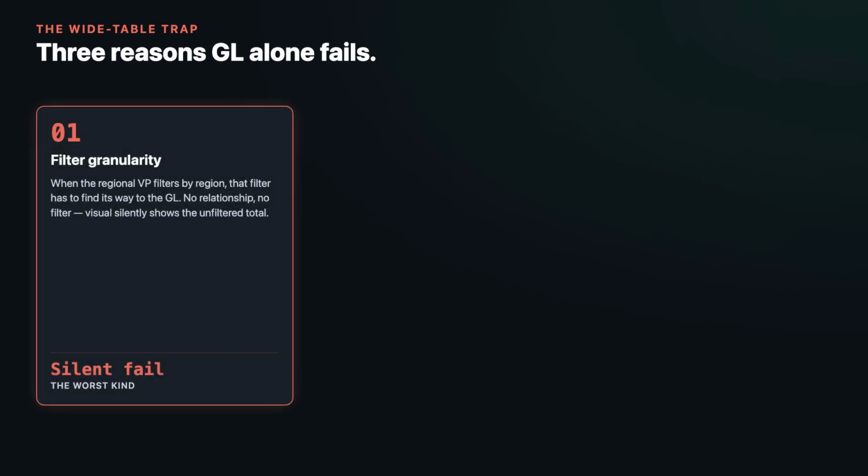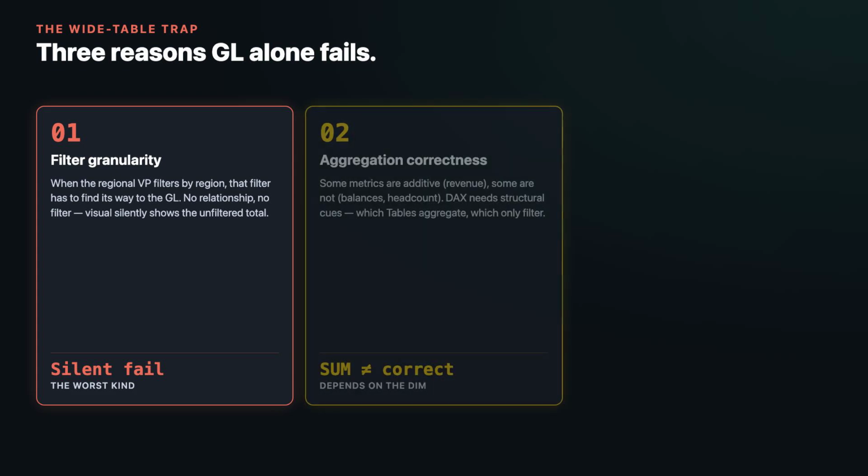There are 3 reasons the general ledger extract alone isn't enough to measure off. First, filter granularity. When the regional vice president filters a visual by region, that filter has to find its way to the general ledger rows. If region lives only on the customer master and the journal only carries customer ID, Power BI needs a relationship to propagate the filter. No relationship, no filter. The visual silently shows the unfiltered total.